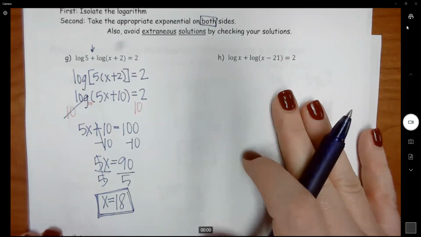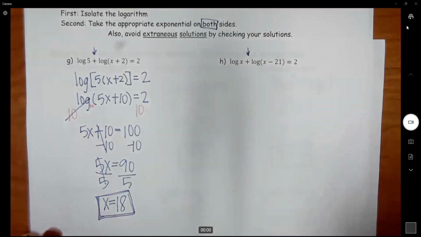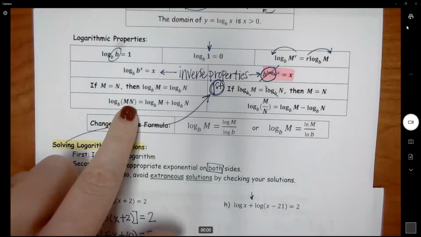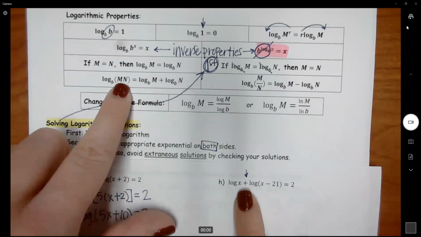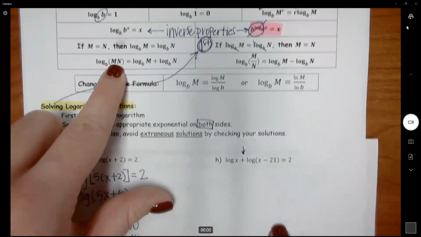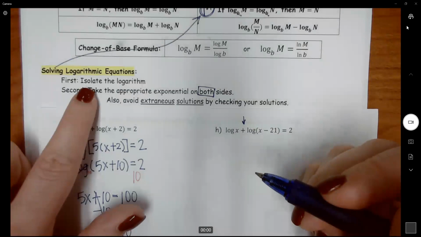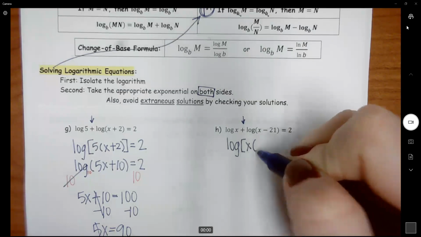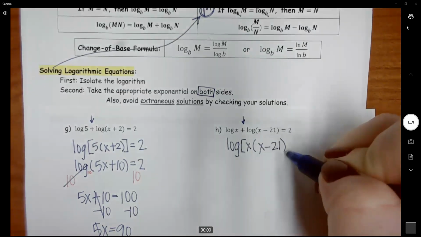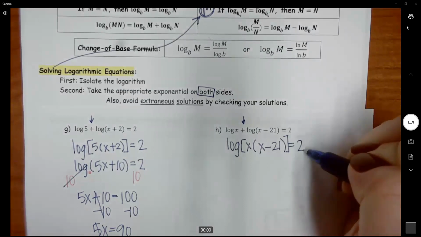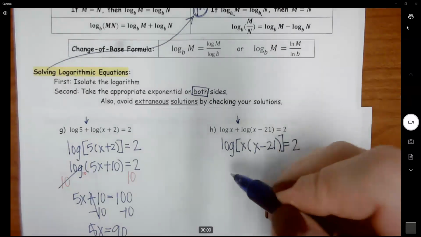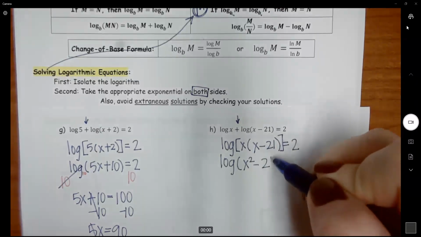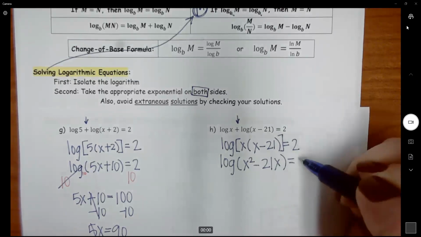On H, it's kind of the same thing. Here, you have a plus. So I know that plus means that I can condense it by multiplying m and n together, and my m is x, my n is x minus 21. So to isolate the log, we will condense this to log of x times x minus 21. I'm going to distribute that x, so we get log of x squared minus 21x, and that equals 2.